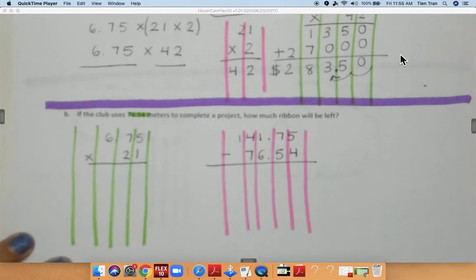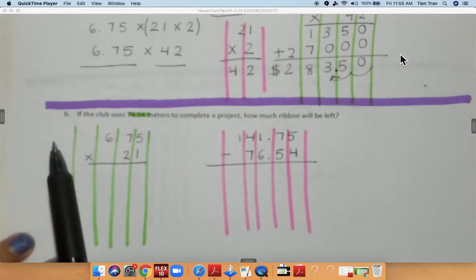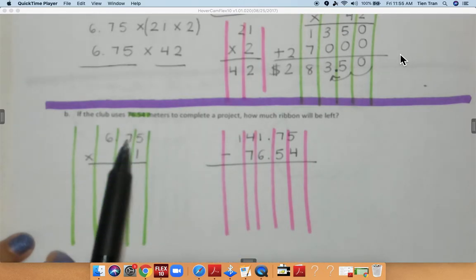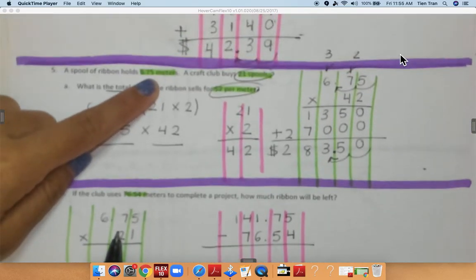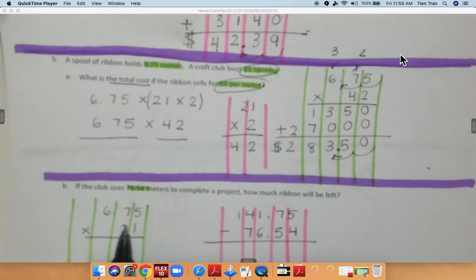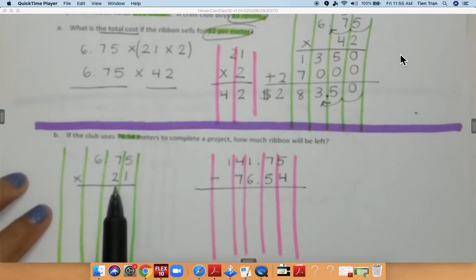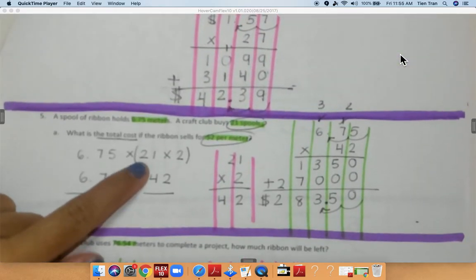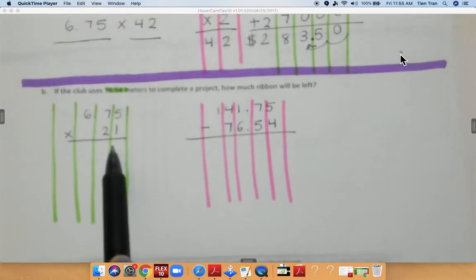Now, for problem B, the question asks, if the club sells 76.54 meters to complete a project, how much ribbon will be left? So first thing I'm going to do is multiply 6.75 because that's how many meters there was in the previous problem. And I'm multiplying times 21, so that I can figure out how much ribbon is left. And I'm taking that number from here, which says right here 21 spools.